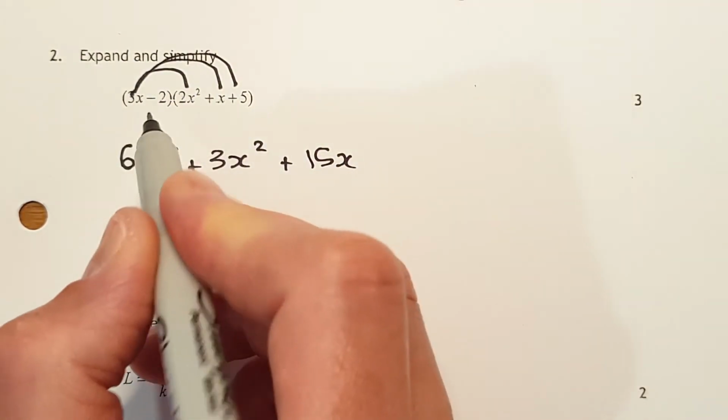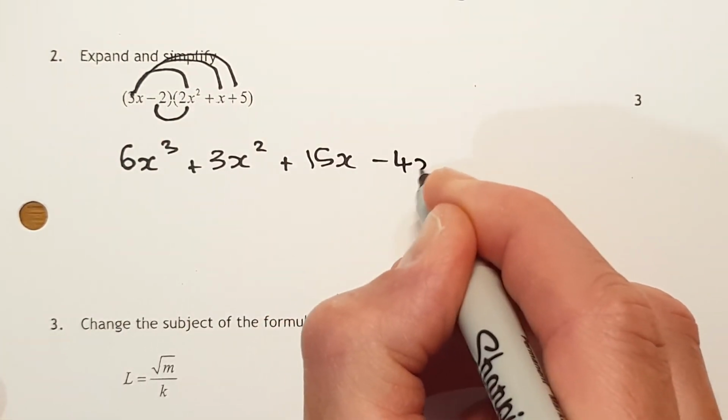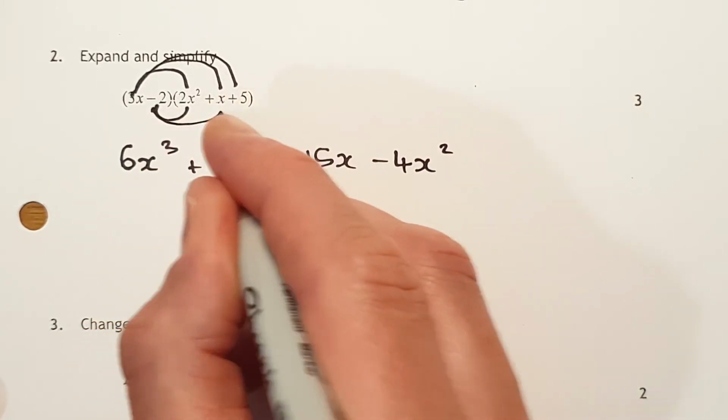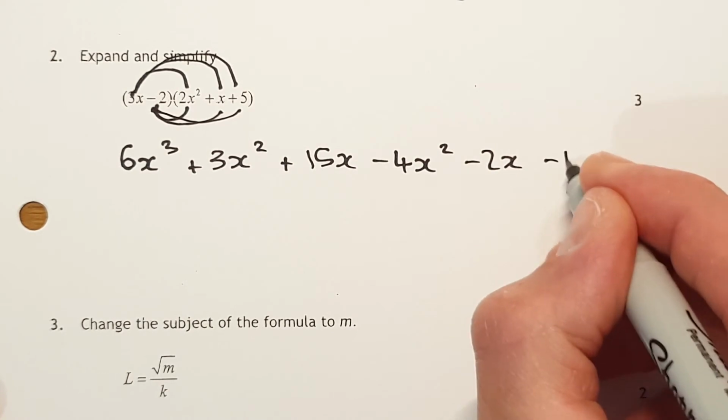I'm then going to go back to the first bracket. I'm going to do negative 2 times 2x squared. Negative 2 times x, and negative 2 times 5.